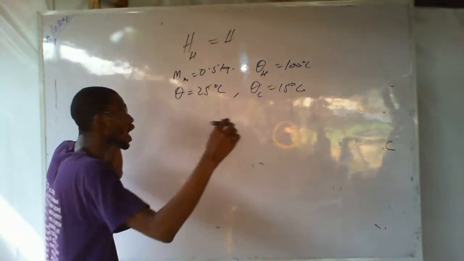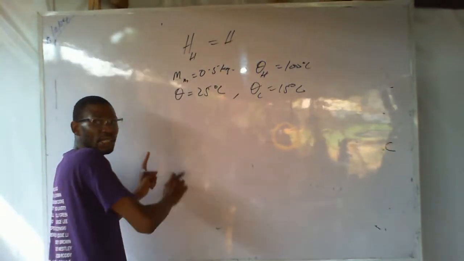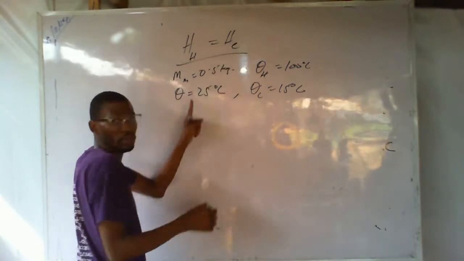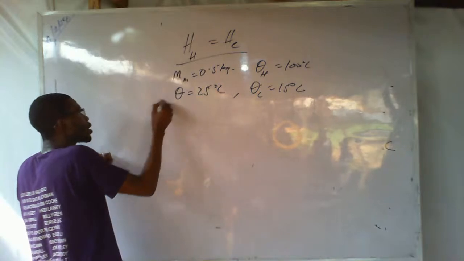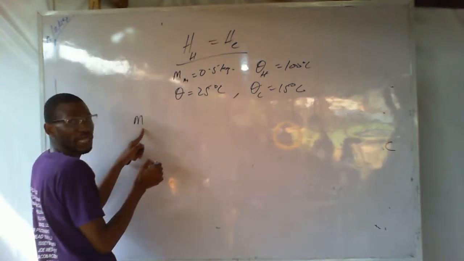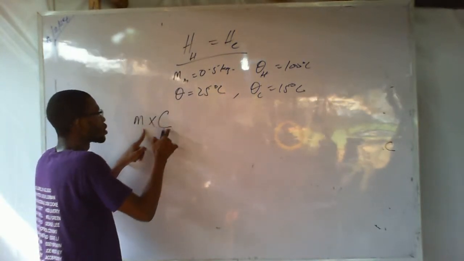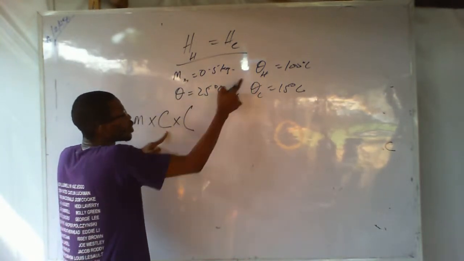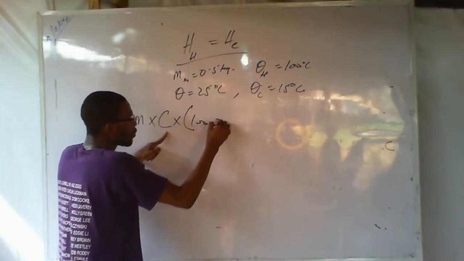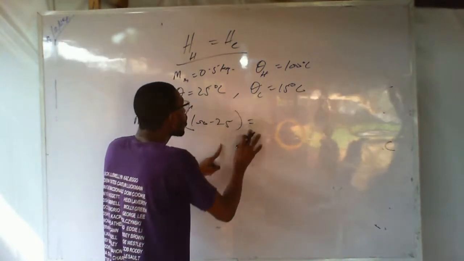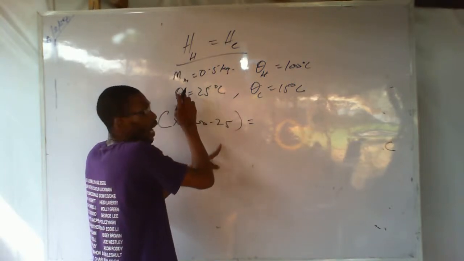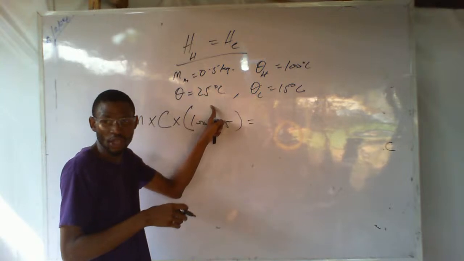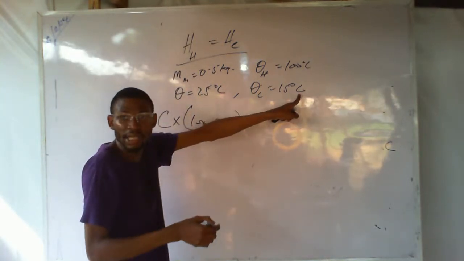So now it means heat that is lost from the hot body will be gained by the water. Is that not so? So now it means mass of the metal, multiplied by the heat capacity, multiplied by the temperature range, that's 100 minus 25. Now both the calorimeter and the water are at a stable temperature of 15 and 25. Is that not so? At this heat capacity.